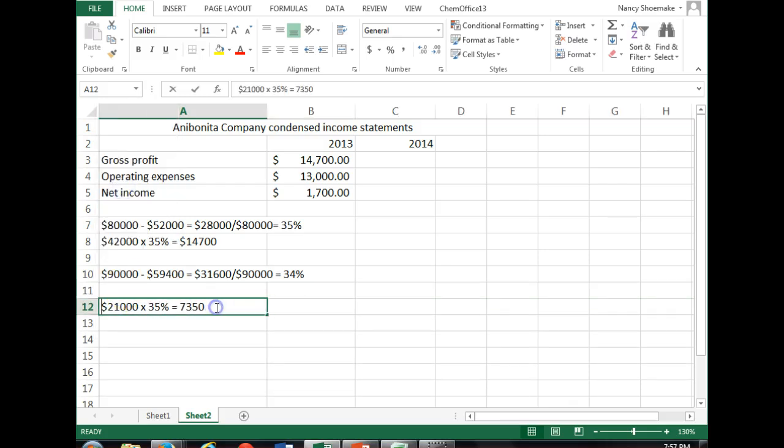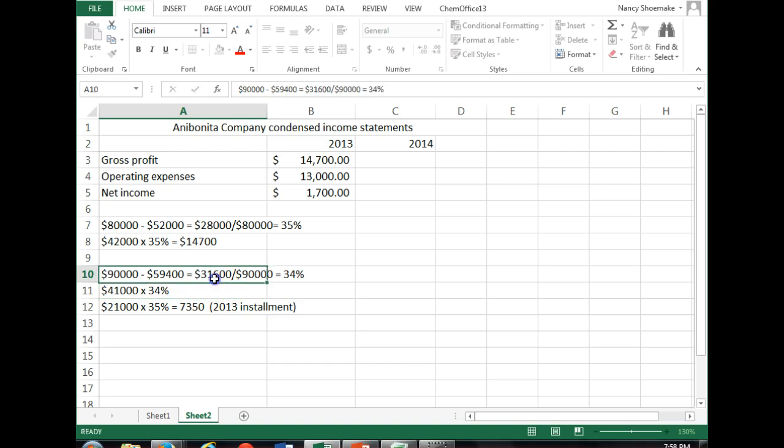This is going to be 2013's installment. So for 2014, 41,000 times 34%. Should only be at 30,600 over 90. 30,600 over 90 is equal to what? Okay. So 41,000 times 34% is equal to what?